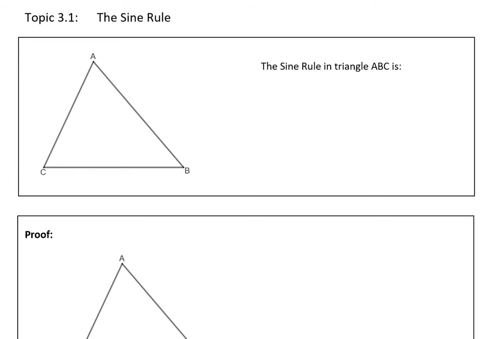Now, first of all, the sine rule is true in any triangle ABC. So notice there's not a single right angle in this triangle. It's true in every triangle. And what does the sine rule say?